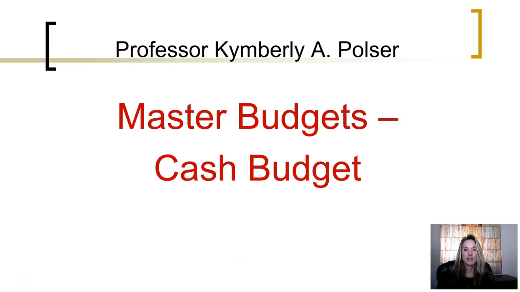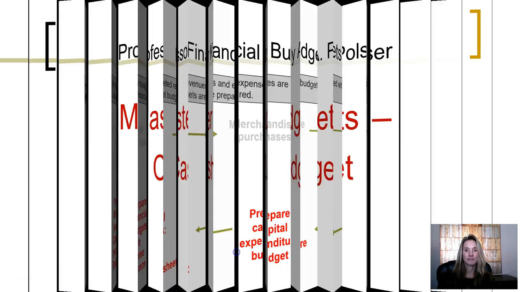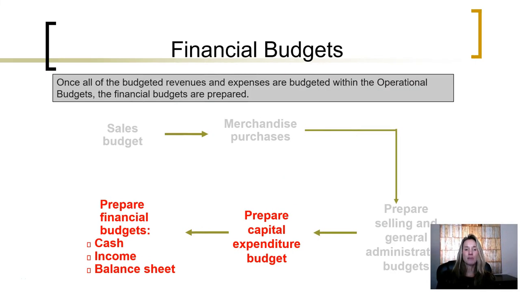In this segment, we are going to discuss the cash budget portion of the master budget. Once all of the budgeted revenues and expenses that we budgeted within the operational budgets have been completed, the financial budgets are then prepared. The financial budgets really begin with the preparation of a capital expenditure budget, which plans for the needs for purchases of property, plant, and equipment, or other large capital purchase plans. With those in mind, we can then prepare the financial budgets.